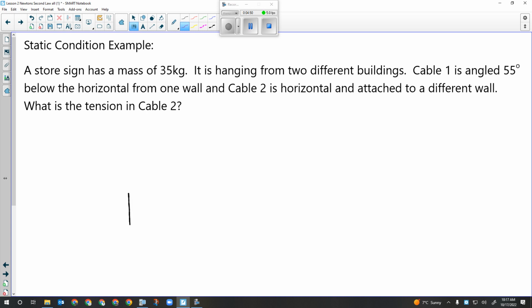Okay. So in this example here, we've got this sign, 35 kilograms. Now, it's being suspended by two different cables. The first cable is angled 55 degrees below the horizontal from one wall. So I'm going to say that that wall is going to be over here somewhere. And that cable is going like this.